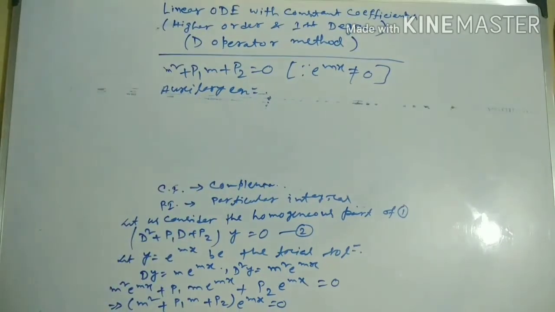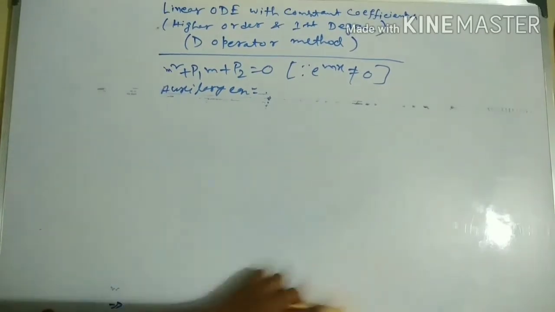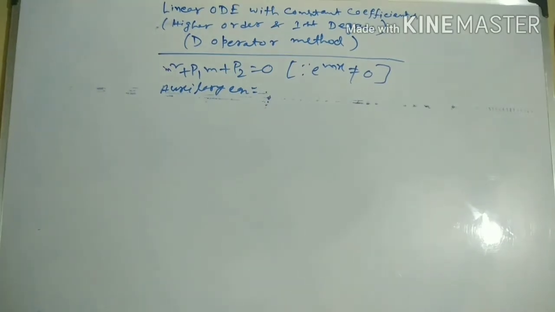The CF, that is complementary function, we are discussing now about complementary function. The form of the CF, what will be the complementary function of the given ODE? It will depend completely on the nature of the roots of the auxiliary equation. Now I will discuss how the complementary function depends on the nature of the roots. There may be various types of roots, so let us consider one by one.